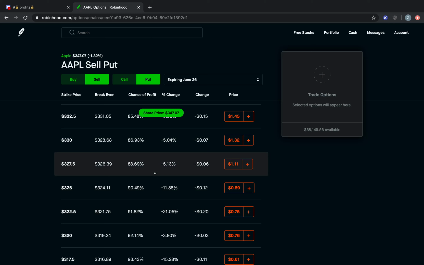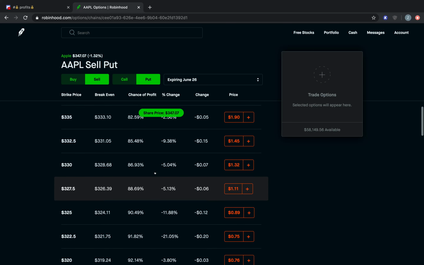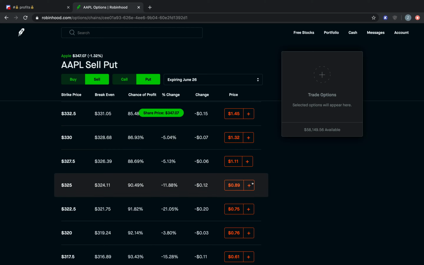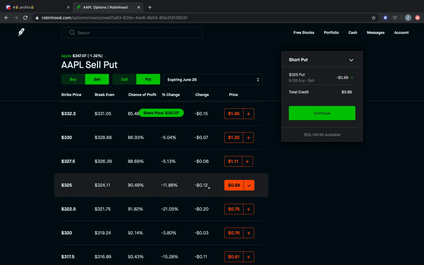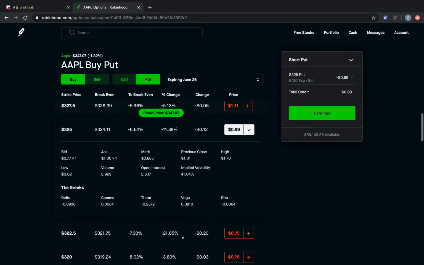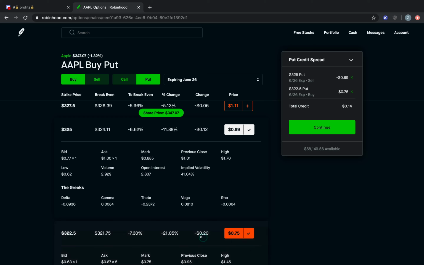So on this chain, I'm liking, yeah, let's go with the 325. So I'm going to short 325. This is the 325 put, and I'm going to buy the option directly under it, which is the 322.5 put. And I'm going to open that one up too.